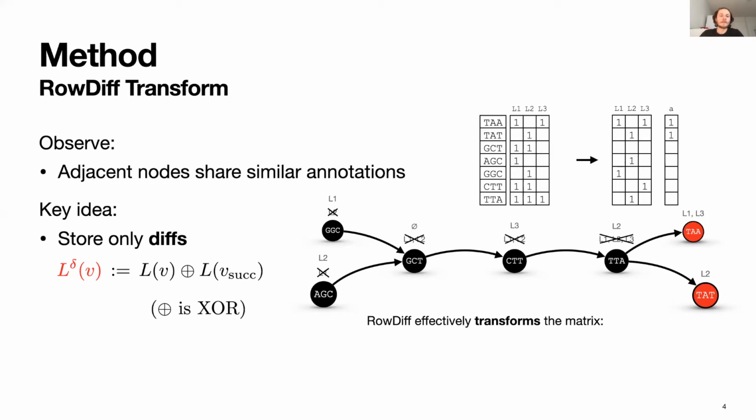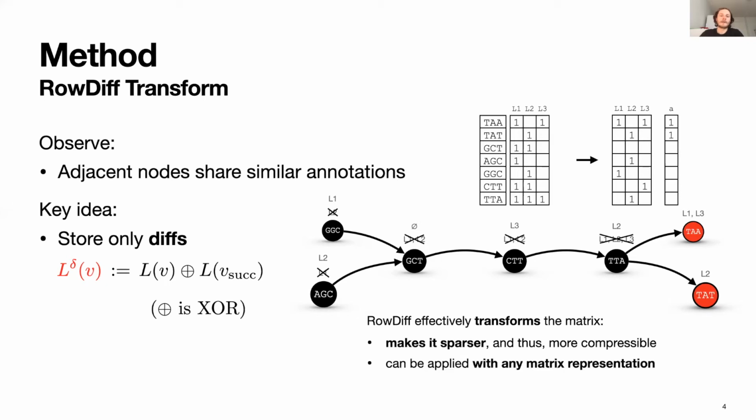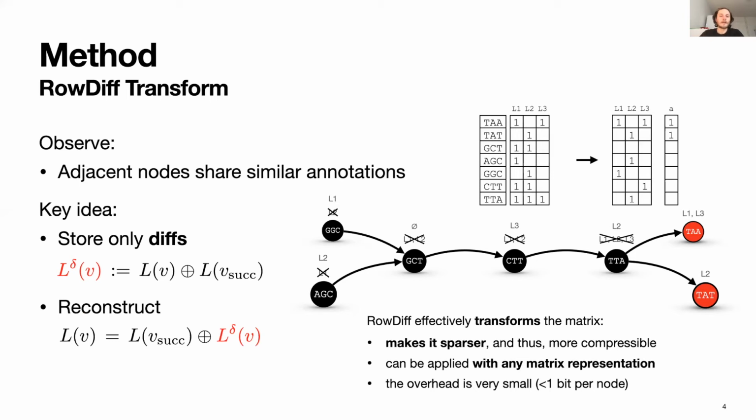So we see that this method effectively transforms the matrix, making it sparser and more compressible. At the same time, any generic matrix representation scheme, such as Multi-BRWT or Row Flat, can be used on top to store the transformed matrix. And finally, the overhead is very small. It's less than 1 bit per node to store the bitmap indicating the anchor nodes. To reconstruct the original annotation for a node, we reconstruct the original annotation first at its successor and then add the diff at that node. And the original annotation for the successor is reconstructed recursively.